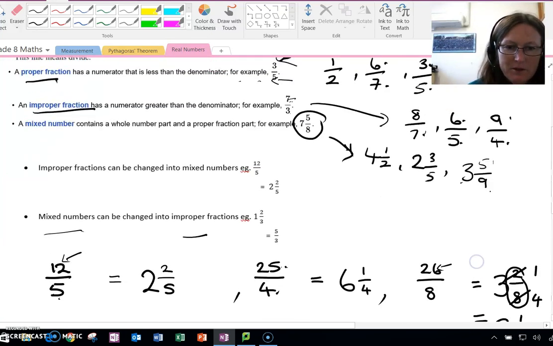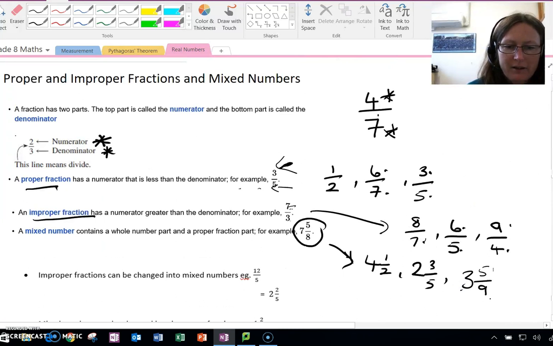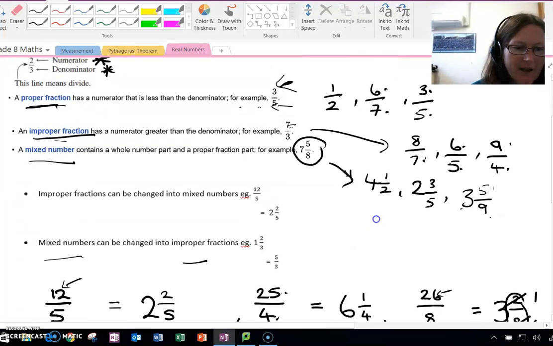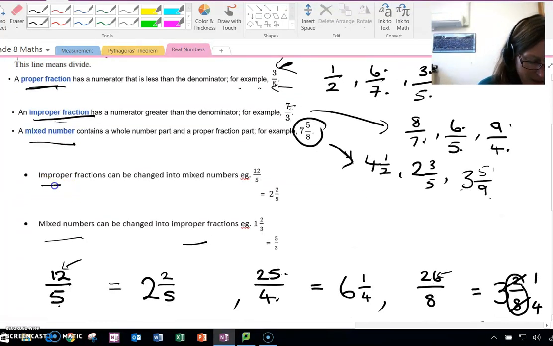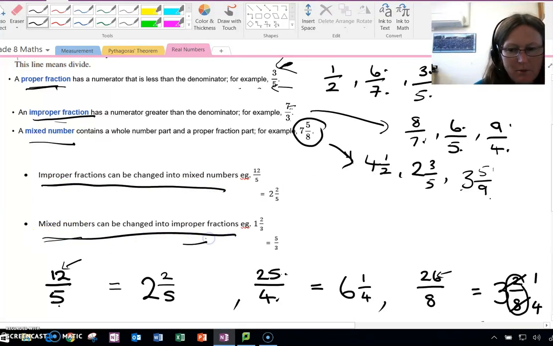So in summary from this recording, we've looked at the top number of a fraction being called the numerator, the bottom number the denominator. We've looked at what are proper fractions, what are improper fractions, what are mixed numbers, and we have looked at how to change improper fractions to mixed numbers and how to change mixed numbers to improper fractions.